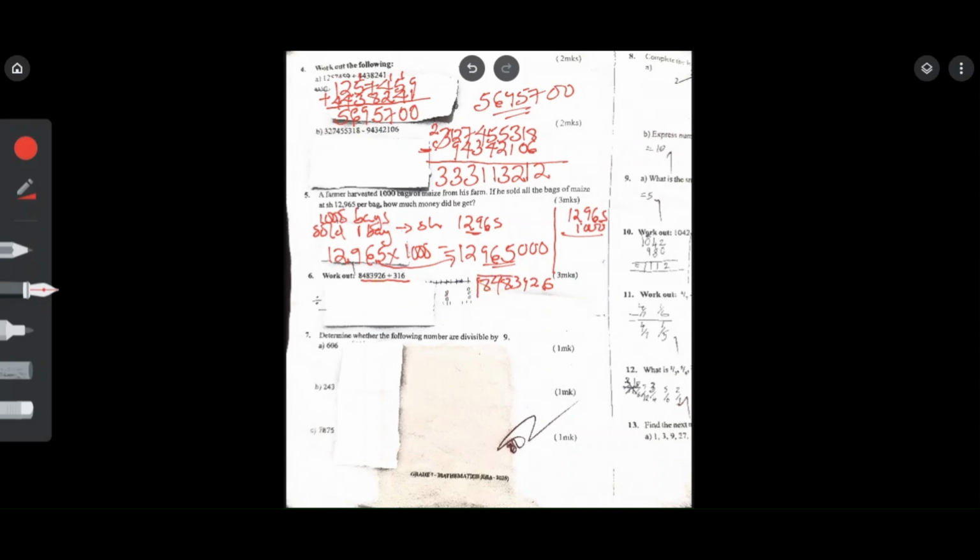This number is being divided. Hope I won't congest my work. We are dividing by 316. All right. So here, of course, I ask myself, can 316 go into 8? No. Can it go into 84? No. Into 848? Yes. So how many times?